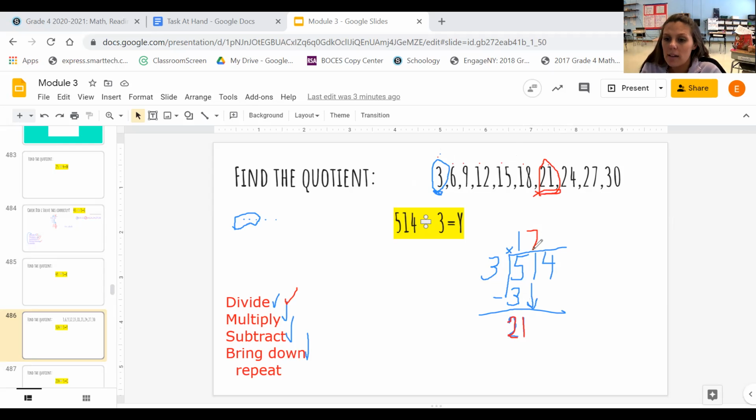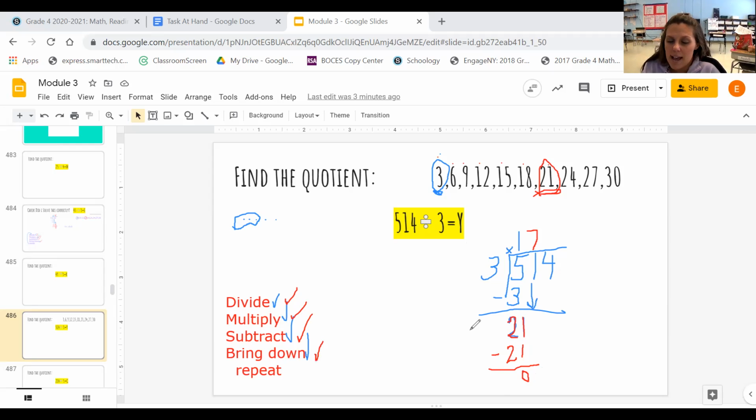It's 21. So 7 times 3 is 21. After I multiply, I'm going to subtract. 21 minus 21 is 0. Uh-oh. Now I have 0 cookies. Can I take a group of 3 out of 0? No, I can't. If I have nothing, I can't take a group of anything.